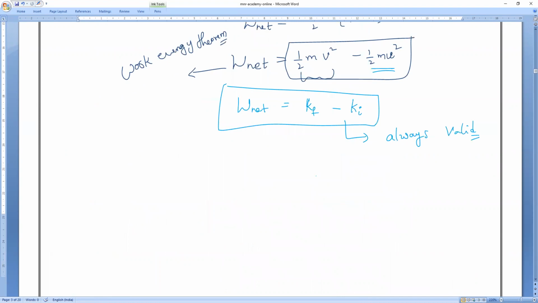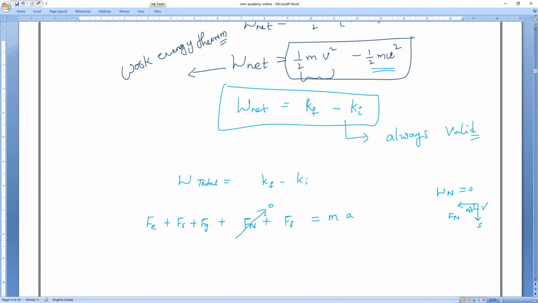So we all know that total work done, the net work, is equal to final kinetic energy minus initial kinetic energy. We also know that the total force, external force plus spring force plus gravitational force plus normal force plus frictional force, is equal to M into A. Now the work done by the normal force is equal to 0, because the angle between the normal force and the displacement is 90 degrees. So that's gone.